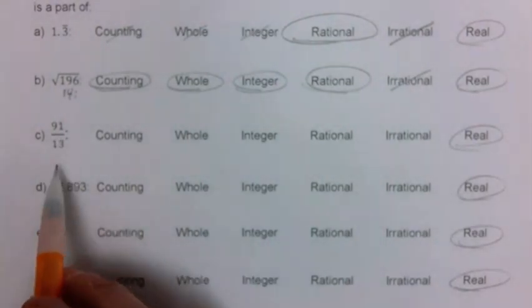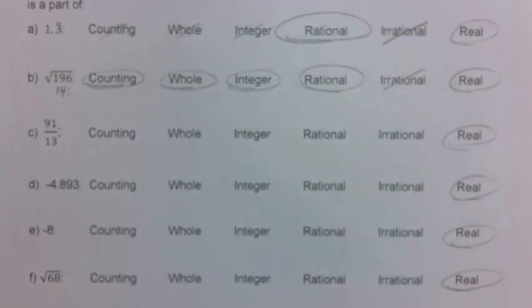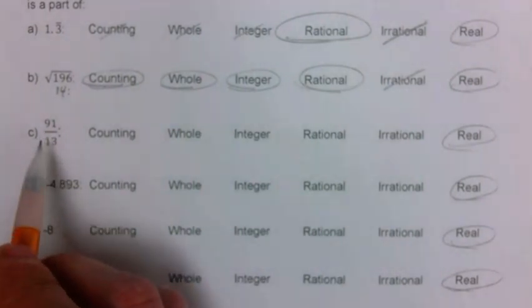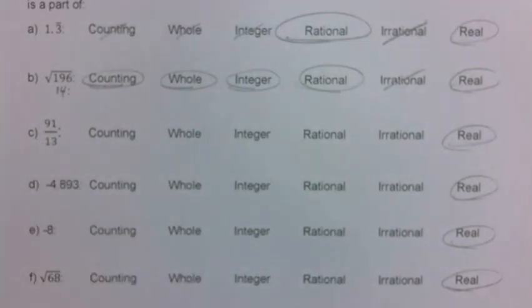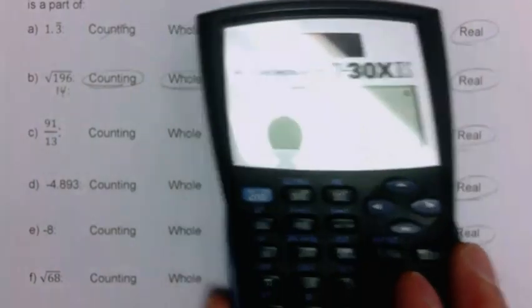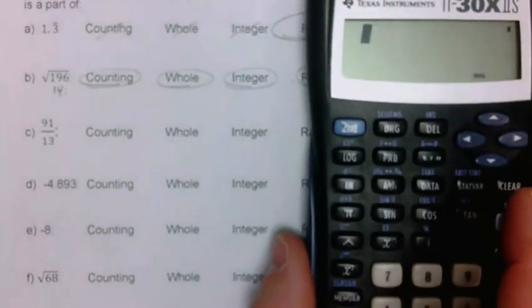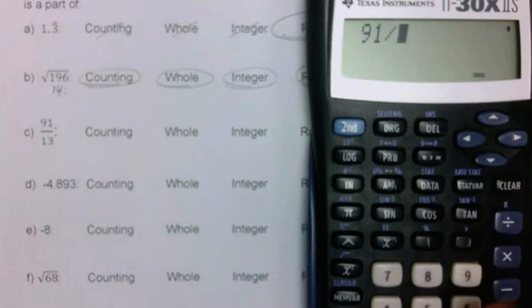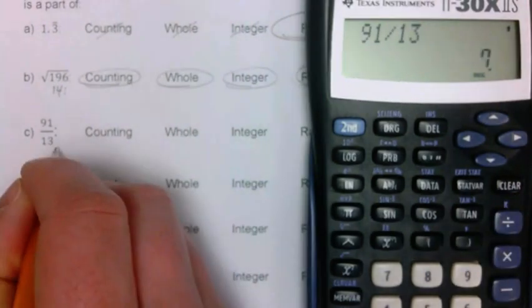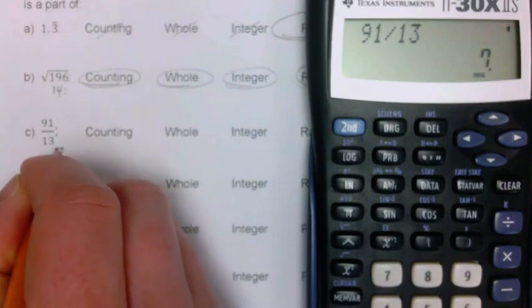Next is 91 thirteenths, the fraction 91 thirteenths. And again, I need to know what that actually is before I start to classify. So again, remember that a fraction is a division problem. So we're just going to type into our calculator 91 divided by 13. And hey, that equals 7. So again, just classify the number 7.